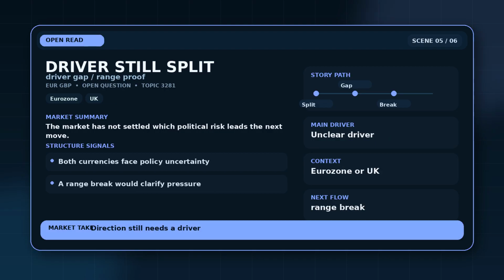The unresolved part is which political risk dominates the next repricing. A higher premium does not prove a lasting trend in either currency. That gap matters because the pair needs a clearer policy signal before the market can choose a side. The cleaner proof would be a break out of the projected 0.85 to 0.88 range or a narrowing in spreads. Until that appears, the story should be read as a defined setup with a real open question. That does not make the story smaller. It makes it cleaner, because the unresolved detail is exactly where risk can be misread.